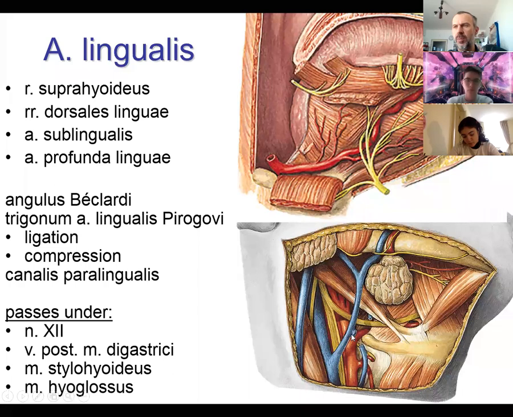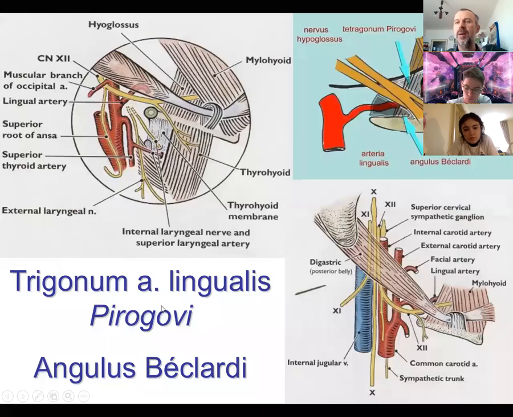And now a bit of topography. You can see that it goes here close to the greater horn of the hyoid bone. You can easily palpate it: if you find the larynx, you go up, you palpate the hyoid bone, and on the lateral side you can palpate it. Just behind that is the lingual artery. It is not so well palpable, but we come here to this special structure.